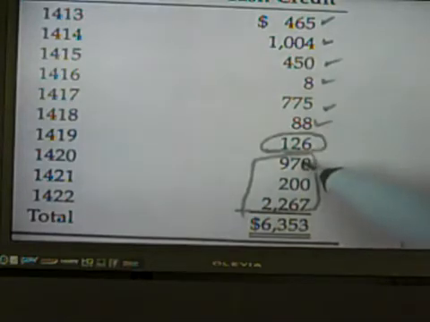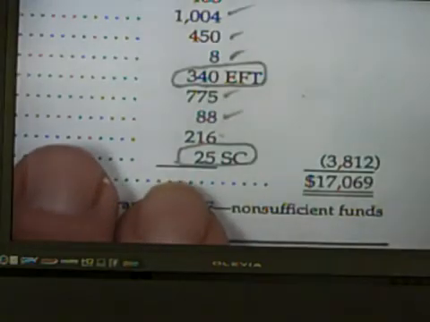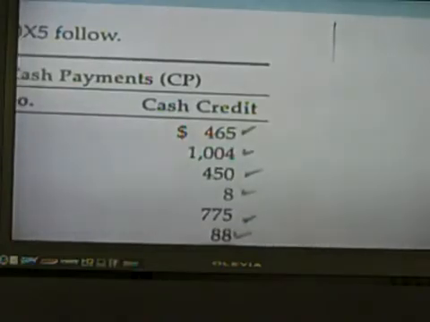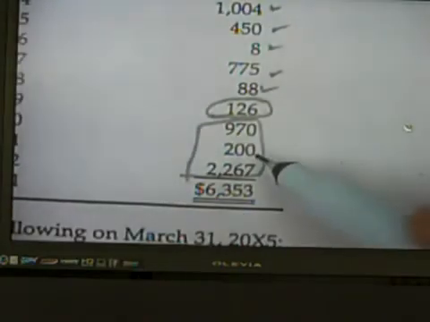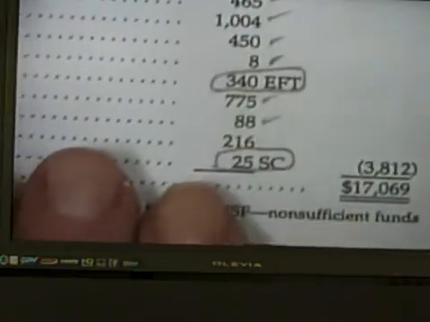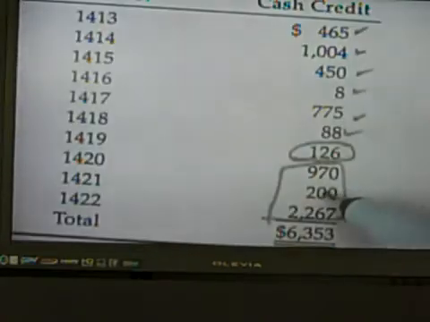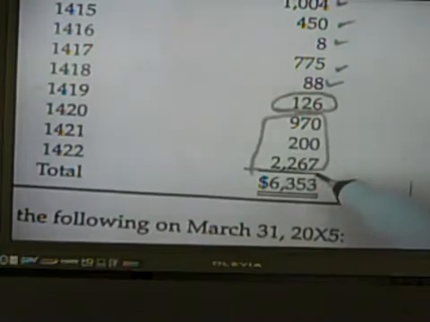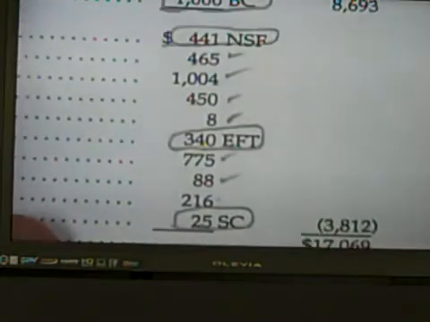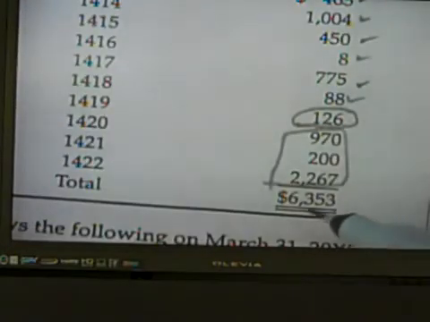All right, then we're looking at a check for $970. It didn't clear the bank, so there's an outstanding check, so let's circle it. Then we have one for $200. It didn't clear the bank, so that's an outstanding check, and we'll circle it. And then there's another one for $2,267, a check that we wrote. It didn't clear the bank, so let's circle it. So we have 3 checks that we've written that have not cleared the bank, so those are outstanding checks. We'll need to use those as reconciling items also.